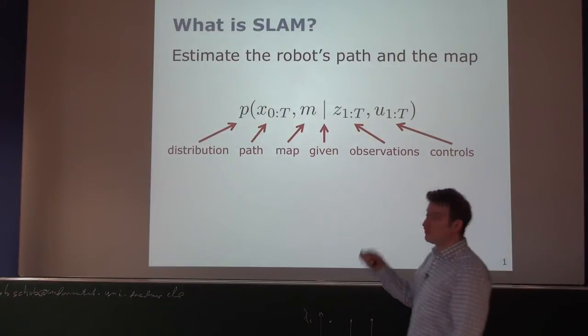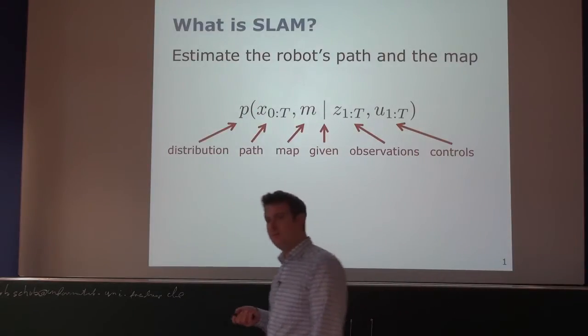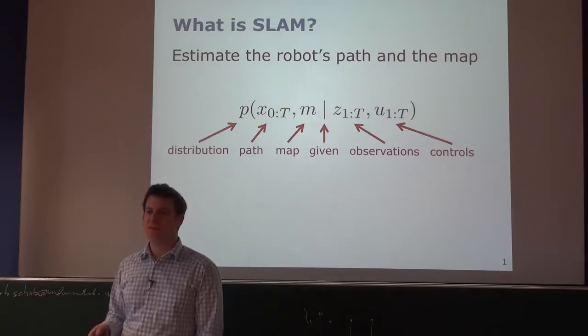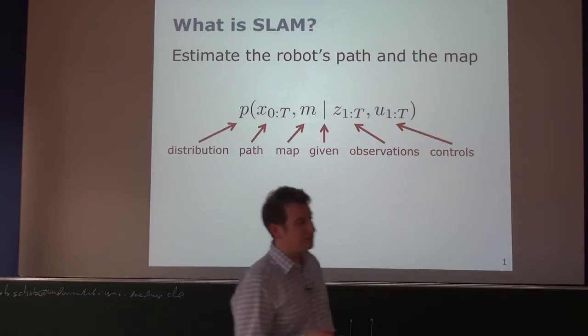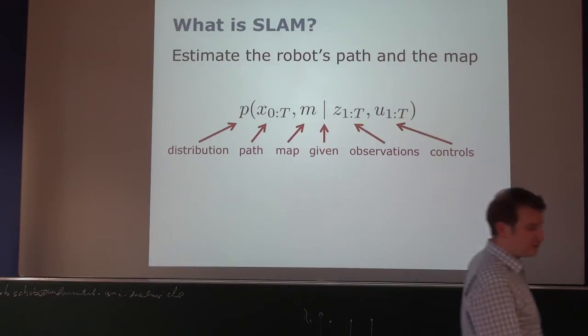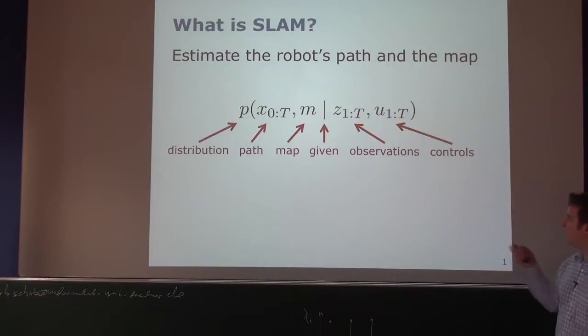We're interested in a probability distribution, because typically the best match is not always the best match. So we're interested in the probability distribution given our observations and given our controls. So we want to exploit that.